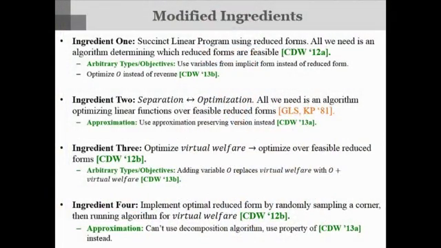Now let me go back to these 4 ingredients and tell you how they change when you want to make these generalizations. Instead of using the reduced form to handle arbitrary types and objectives, we're just going to use this implicit form that I told you. So all we're doing is changing the variables, and as far as the LP is concerned, nothing interesting happens. To handle approximation, we have to use this stronger approximation preserving version of the equivalence of separation and optimization. But once we do that, that's the only change we need to make.